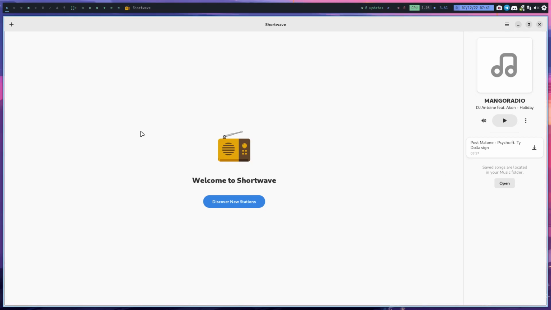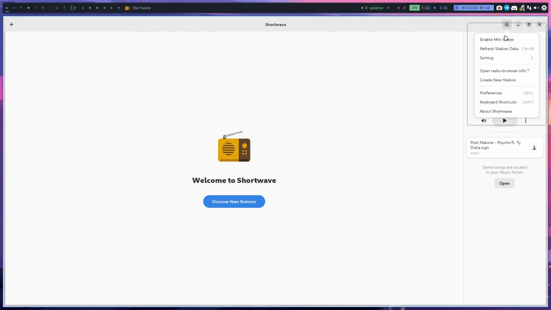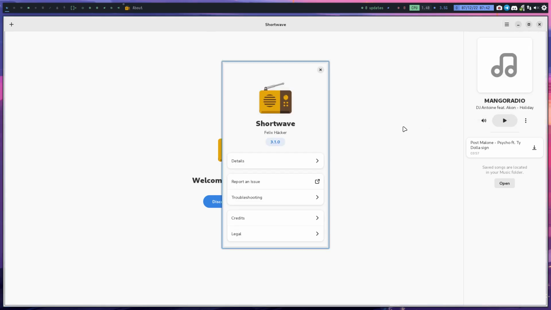Hi guys, I would like to present you with Shortwave. And if we go and have a look, then it's actually a remake of G-Radio. So we used to have G-Radio in the past, but the developer decided to basically go for another back end, right, about Shortwave. Felix Hecker was the guy of G-Radio as well.